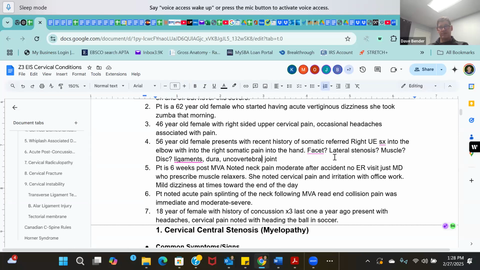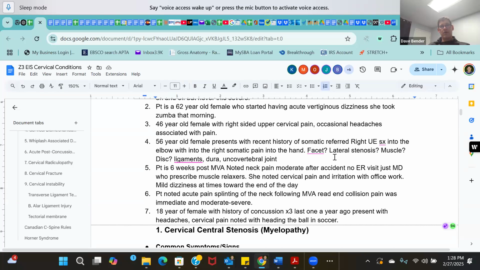Even if we're getting radicular symptoms, and this could be a 56-year-old female who presents with recent history of somatic referred right upper extremity pain, who recently developed paresthesias or radicular symptoms in her arm without pain. That would be kind of indicative of lateral stenosis. It's a slow progressing process. Okay. Yeah. So we can see that.